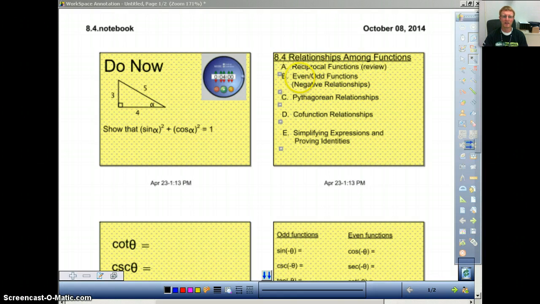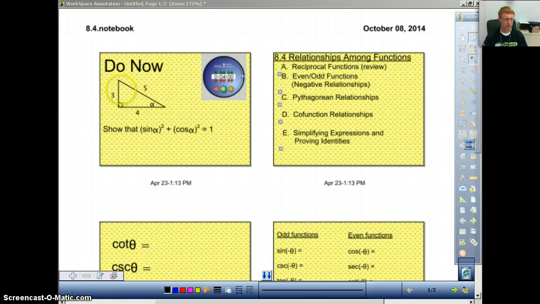We're going to talk about the even and odd functions and how those relate to negatives, dealing with sine, cosine, tangent, etc. We're going to talk about Pythagorean relationships. We're going to talk about co-function relationships, and then lastly we're going to talk about simplifying expressions and proving identities. Each of these slides will be dedicated to each one of these, and like I said, we will spend a few days in class working on this. But I want to go back to a little bit of review here, dealing with sine and cosine.